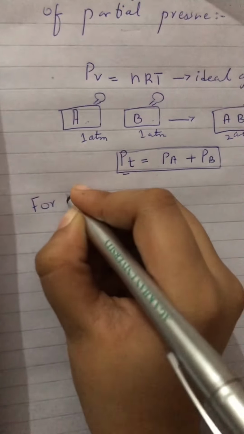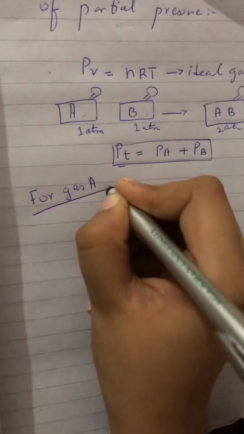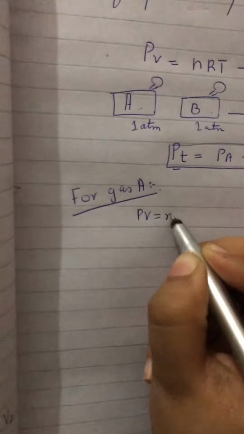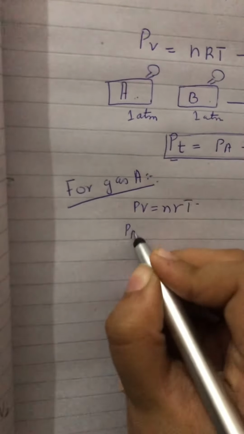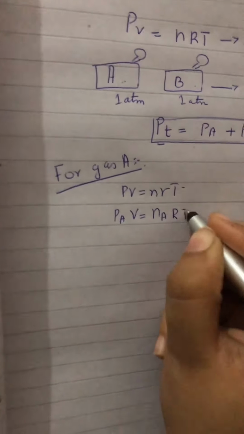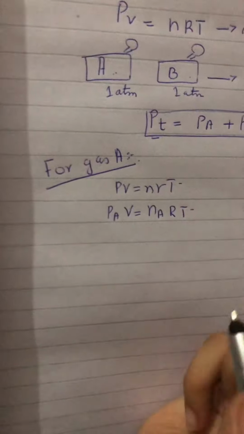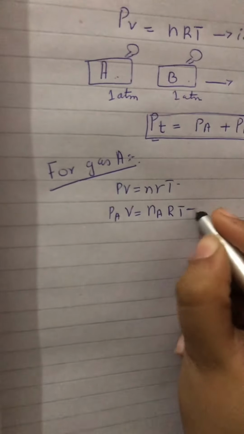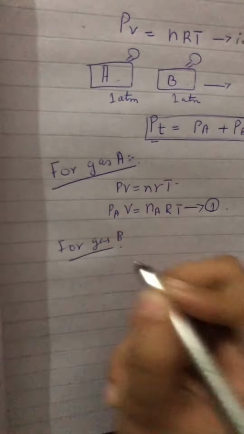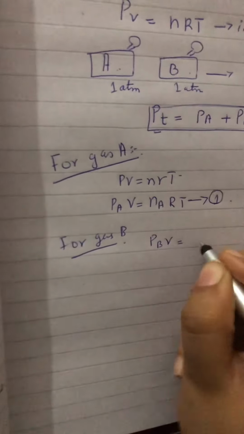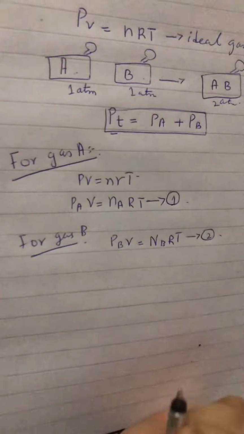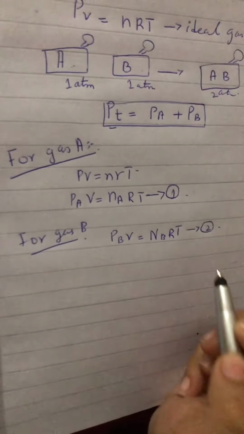Now suppose for gas A, we have PV equals nRT. For gas A, PA, because we are finding it for gas A, nA and RT, right? So PAV equals nART. Suppose this is equation number 1. Now for gas B, PBV equals nBRT, right? Because this is for gas B. So this will be equation number 2.